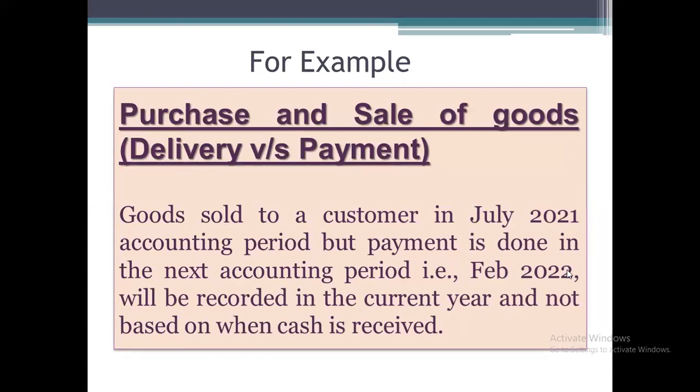Same example which I've already talked about. We have sold goods to one customer in July, but the payment is happening in the Feb of the next year. Then, even though the payment is happening in Feb, it would be recorded in the current year because I'm following the accrual system. I'm sure of the money to be received.